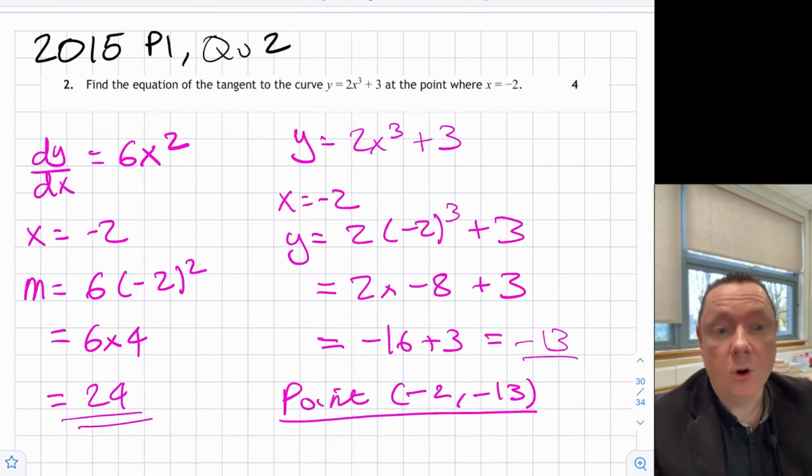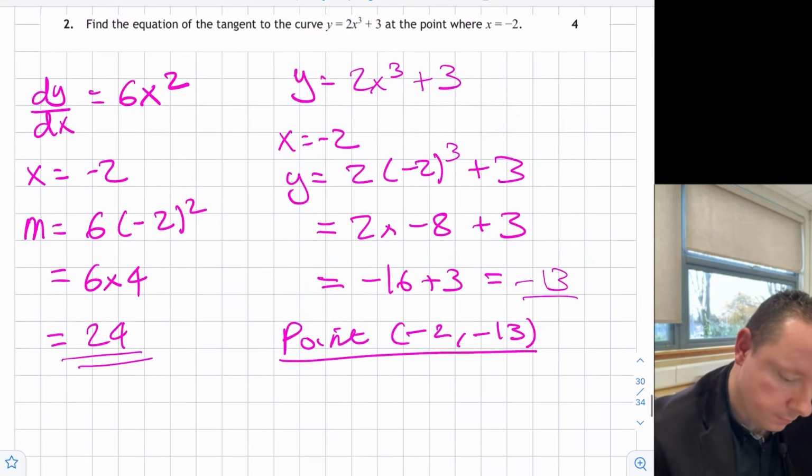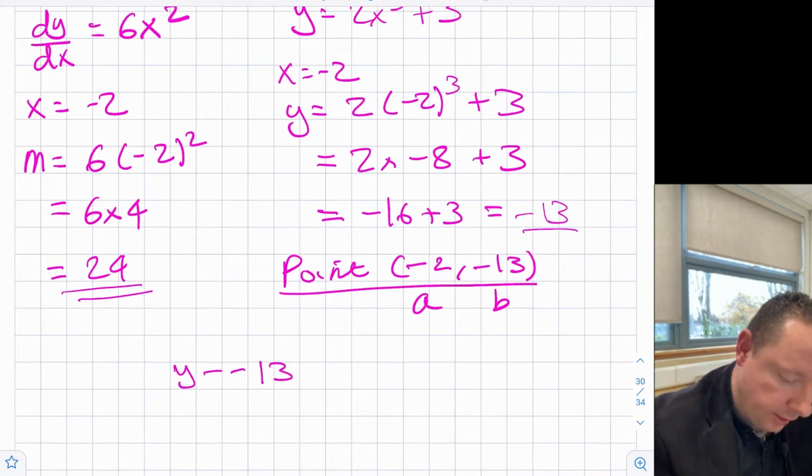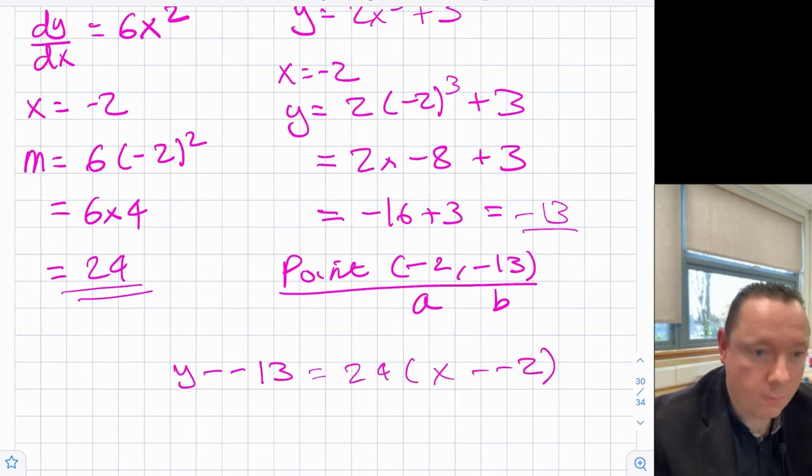So we've now got our point, so we can now just work out the equation of the tangent by using y minus b equals m(x minus a), if you like. So there's our a and b. So y minus minus 13 equals 24 (x minus minus 2).